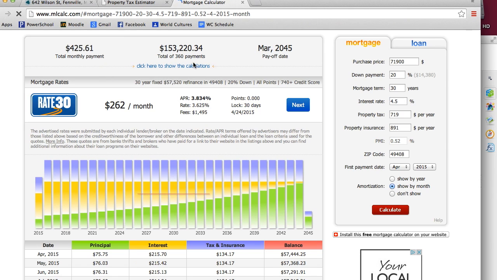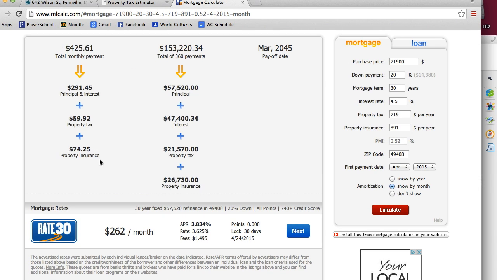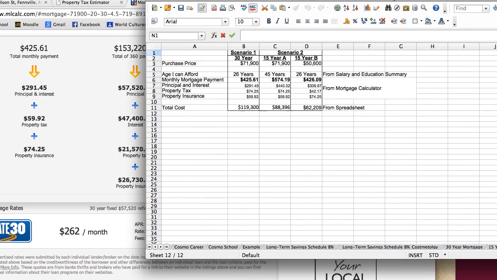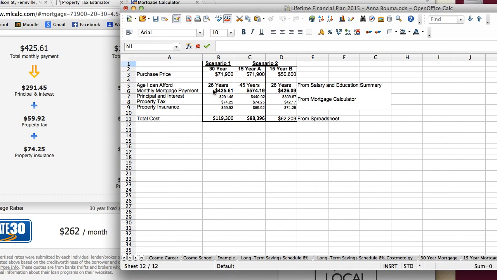And it gives us our total monthly payment, but we're also going to need to look at a few other things. So we're going to put our total monthly payment right here. We're going to put the principal and interest, our property tax, and property insurance, which looks like we have these two switched.